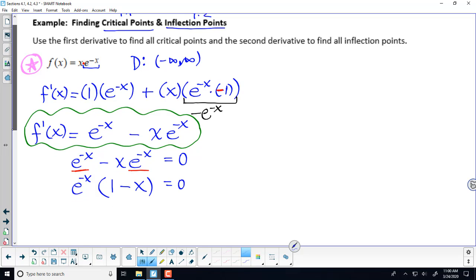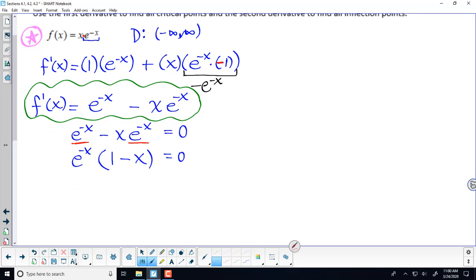We did do an example similar to this back in section 4.1. We talked about the fact that e to the negative x, or e to anything involving x, will never be 0. So we will not get a critical point from that factor. So the only critical points we get would be from 1 minus x. So we get a critical point of x equals 1. And that is in our domain of all real numbers. Okay, so if we were stopping here, we'd say, okay, we have our critical point. But that's not fun. Let's do the whole shebang.